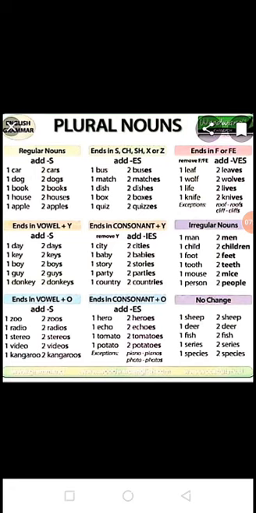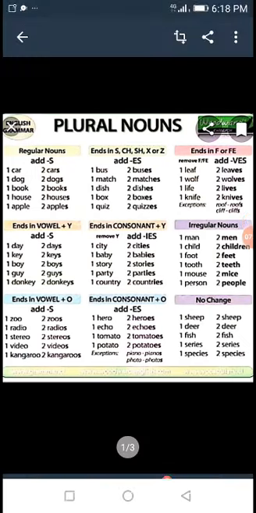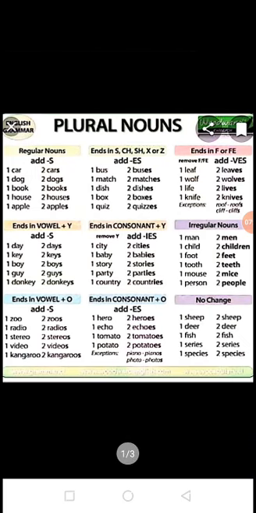Then fourth rule, ends in vowel plus y. It means that if the word ends in a vowel plus y, at that time you should add only s. Then fifth rule, if the word ends in consonant plus y, you should remove y and add ies to make it plural. And then irregular nouns, there are no rules. They are man and men. These are the irregular nouns.